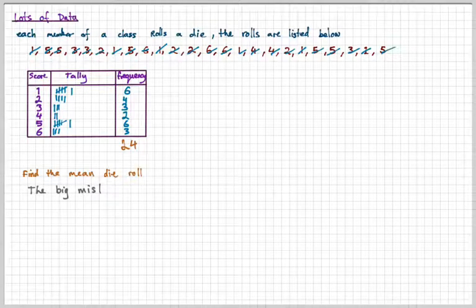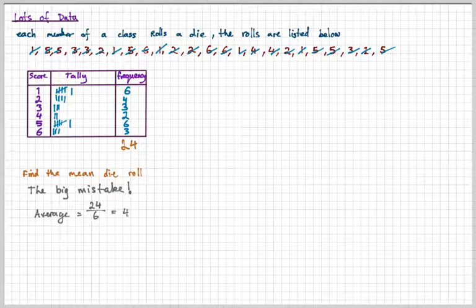So the big mistake in this is to say that to find the average, we do 6 plus 4 plus 3 plus 2 plus 6 plus 3 from the frequency column there. And there are 6 numbers, so we're going to take that and divide it by 6. 24 divided by 6 is 4, so the average roll is 4. That's not true, though. If you look at the original list, how many data bits are there?